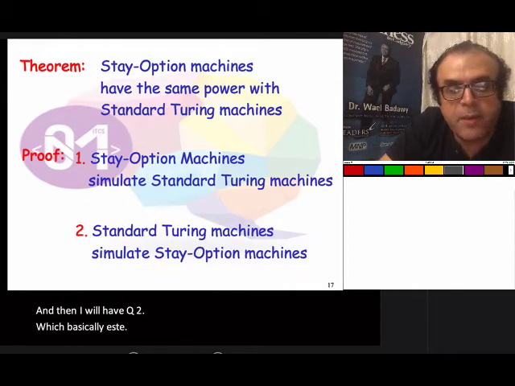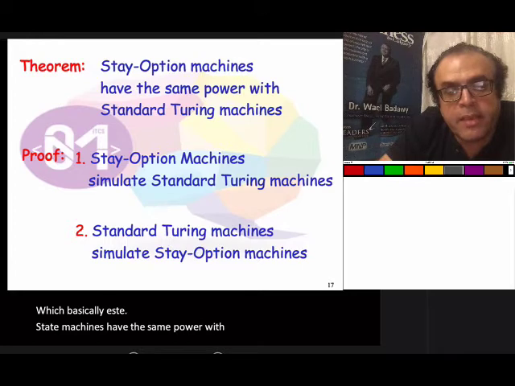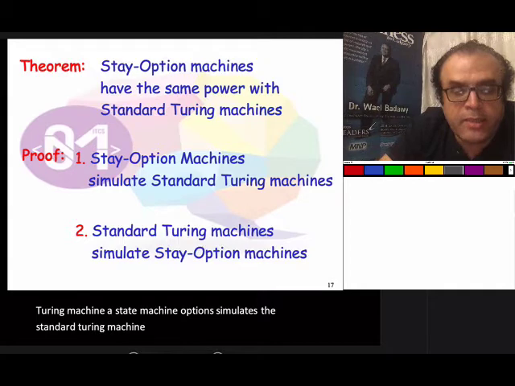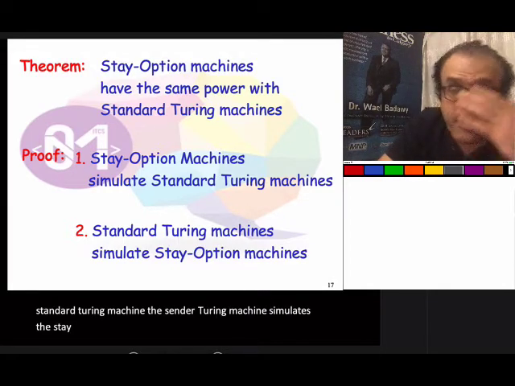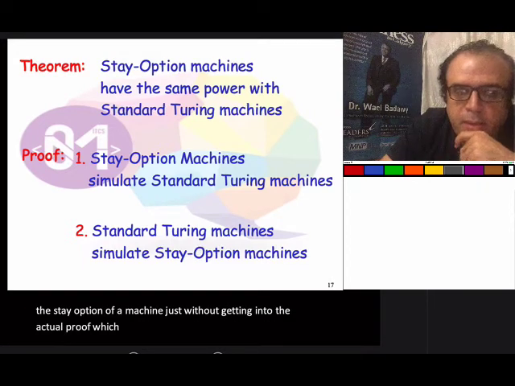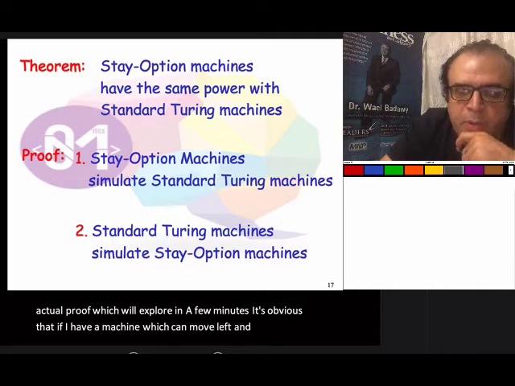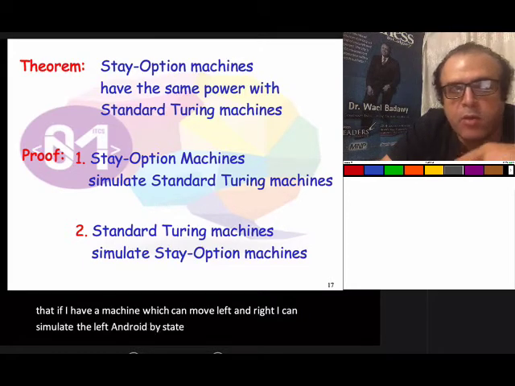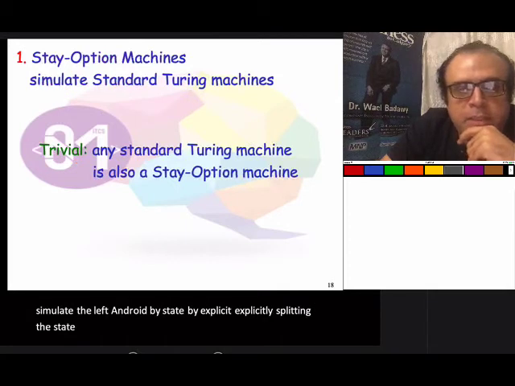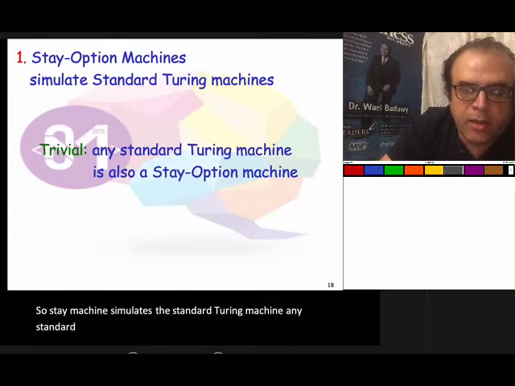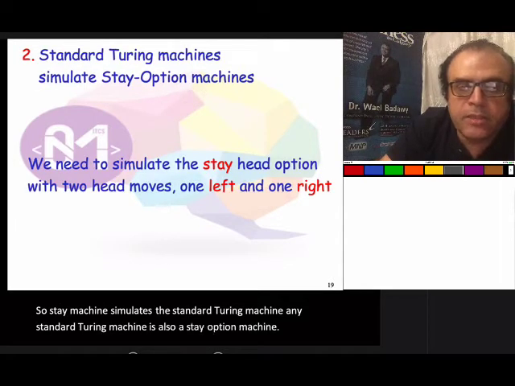Stay machines have the same power as the standard Turing machine. A stay option machine simulates the standard Turing machine, and the standard Turing machine simulates the stay option machine. Without getting into the actual proof, which we'll explore in a few minutes, it's obvious that if I have a machine which can move left and right, I can simulate the stay by explicitly splitting the stay into a right then a left. So the stay machine simulates the standard Turing machine, since any standard Turing machine is also a stay option machine. And the standard Turing machine simulates the stay option machine.